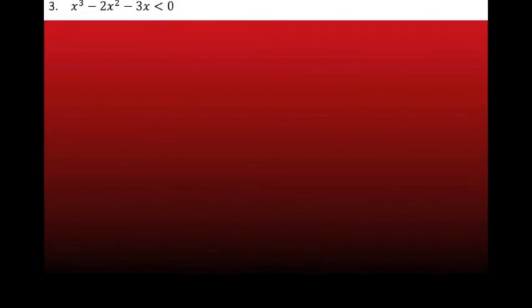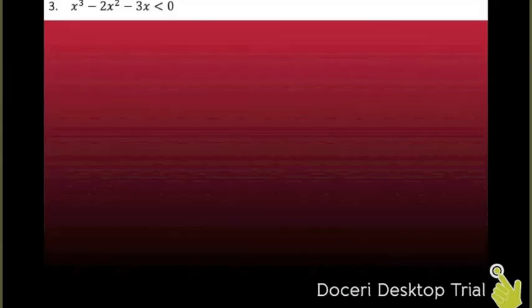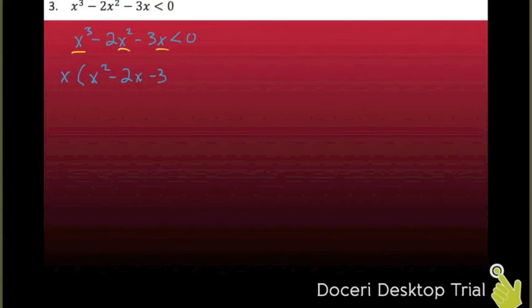Last example. We are going to need to factor this a little bit. So the first thing you want to do is turn it into an equation. So x to the third minus 2x squared minus 3x is less than 0. If you notice, there's an x in all three terms. So you can pull one out in front. So x, and what's left over will be x squared minus 2x minus 3. That should have been an equal sign. Equals 0.